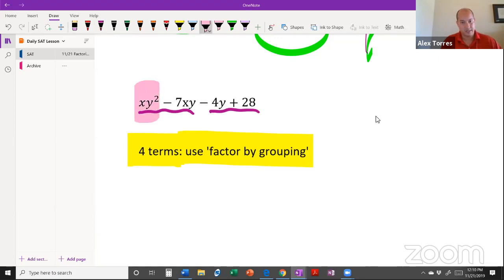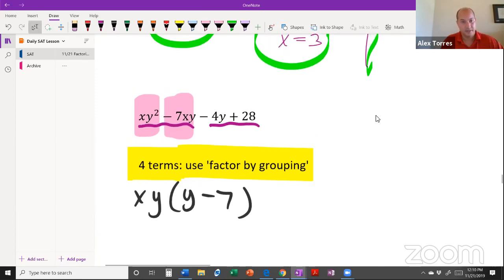So when I look at xy squared and negative 7xy, they both have a factor of x, and they both have a factor of y to the first. One of them has y to the second, the other has y to the first. So what do they both have? They both have y to the first. So I'm going to take out xy, and when I factor that out, it's going to leave me with y minus 7.